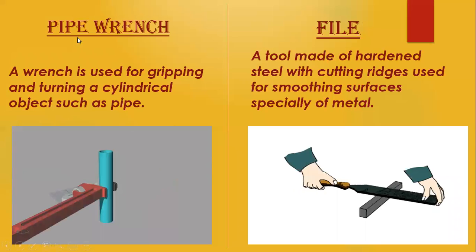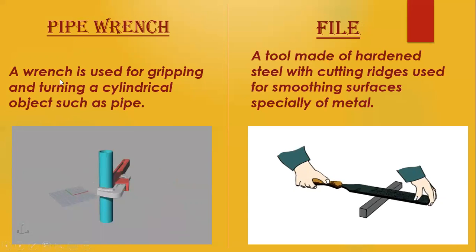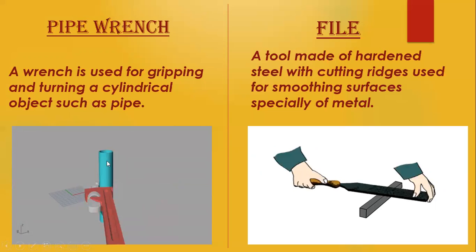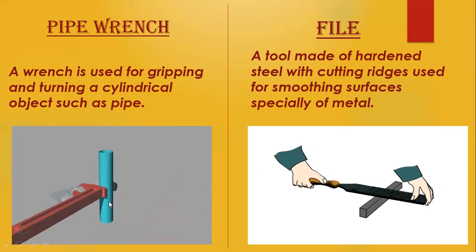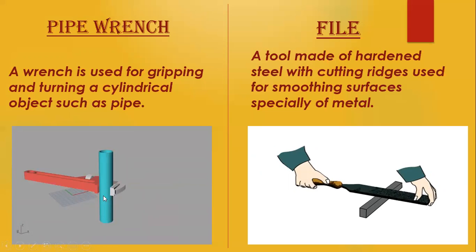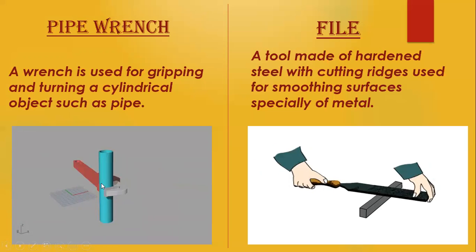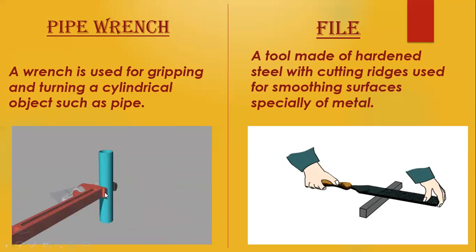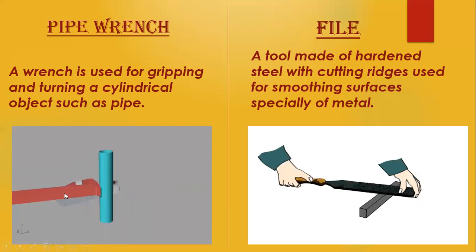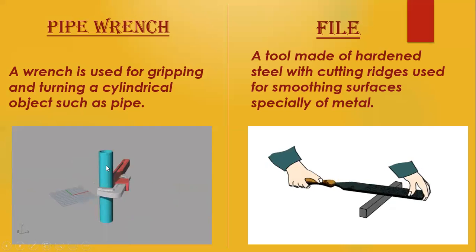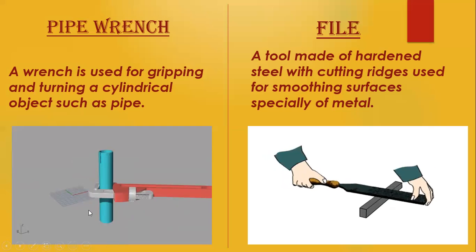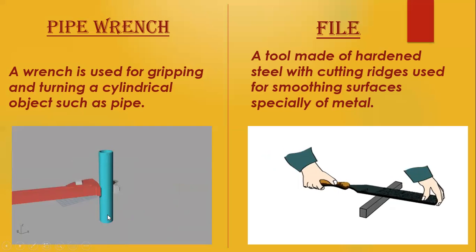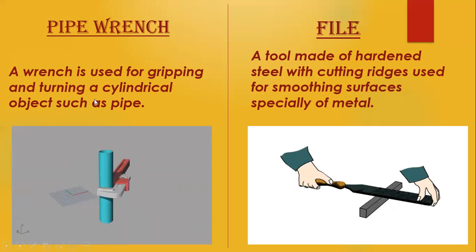Then we have pipe wrench. A wrench is used for gripping and turning a cylindrical object such as a pipe. Look, this is a pipe, and this pipe wrench is used by plumbers. What is it used for? Gripping and turning a cylindrical, meaning round, object like this. We put it here and adjust it according to the size of the pipe, and then we can move it. If we want to take it out or put it in, we use the pipe wrench to fix the pipe. This is pipe wrench.